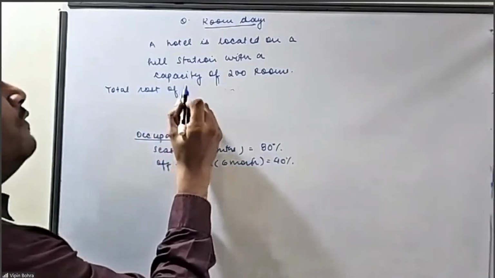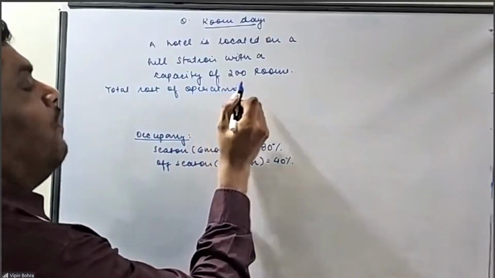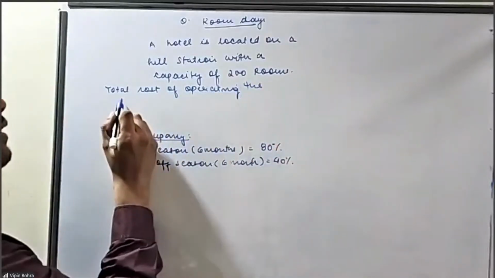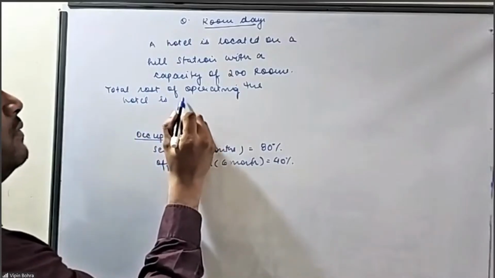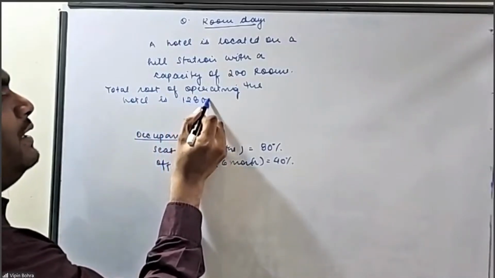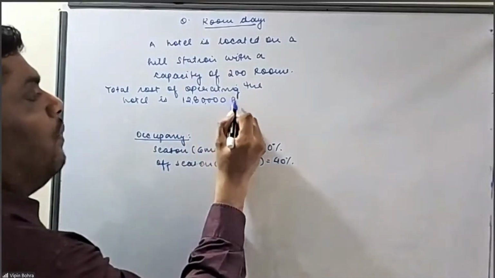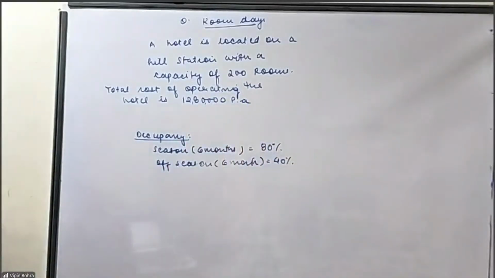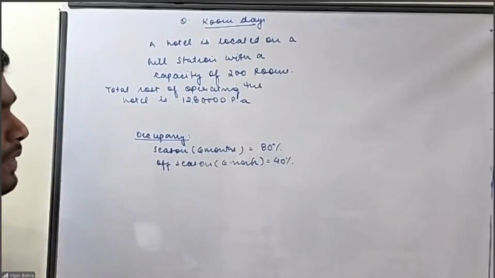Total cost of operating the hotel is 12,80,000 per annum. The total cost of operating the hotel is 12,80,000 per annum.